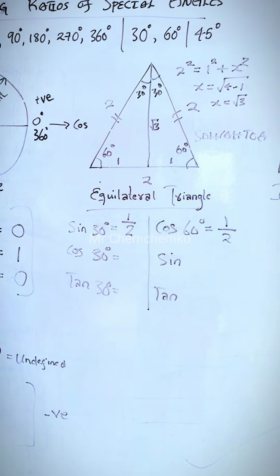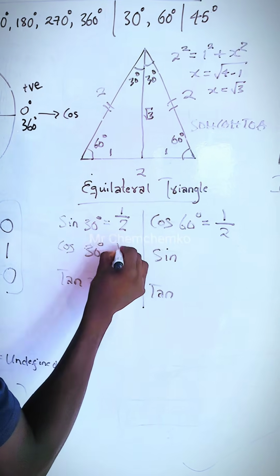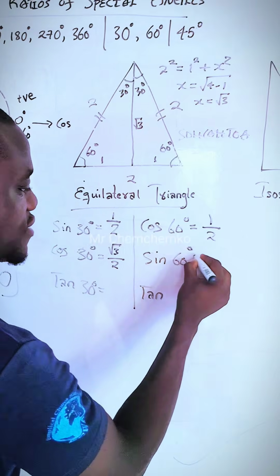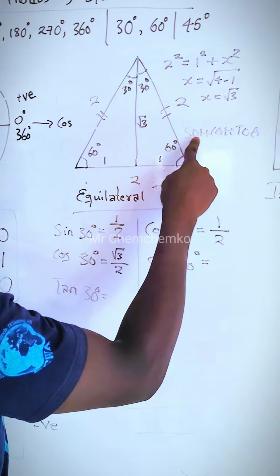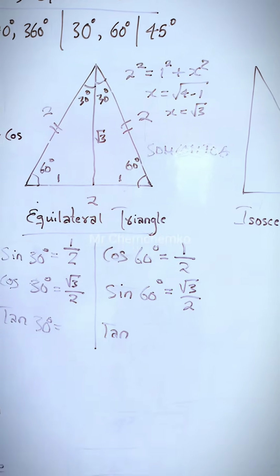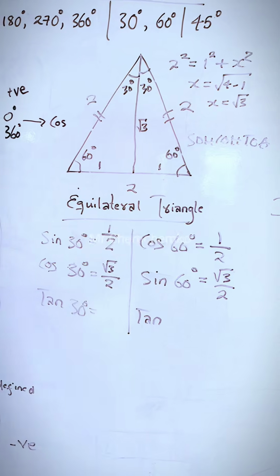Now let's go to cos 30. What is cos 30? Adjacent over hypotenuse. This is 30. The adjacent is root 3, so I write root 3. The hypotenuse is 2, I write 2. Now let me go to sine 60. Sine is opposite over hypotenuse. What's the opposite of 60? Root 3. And what is the hypotenuse? 2. What do you notice? Cos 30 is the same as sine 60. Beautiful, right?